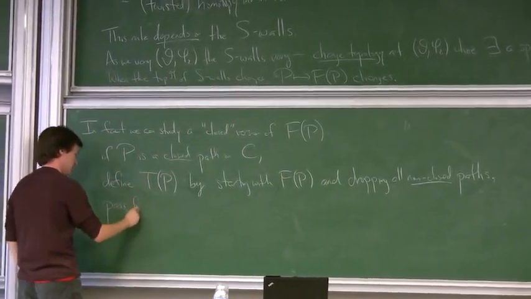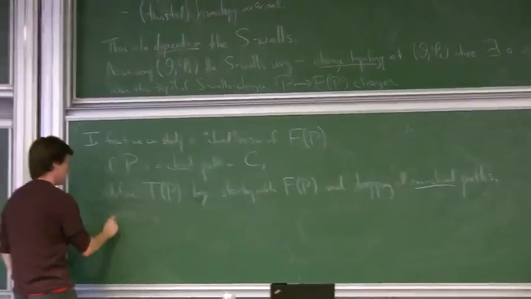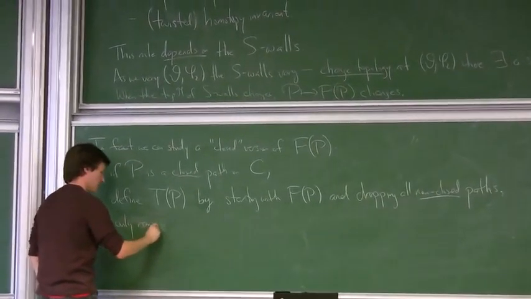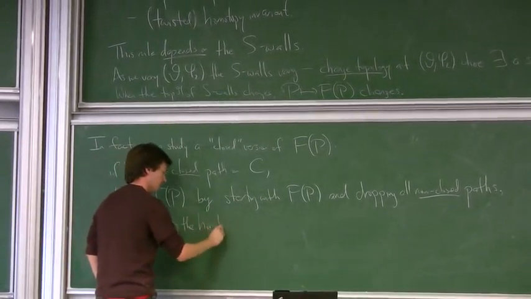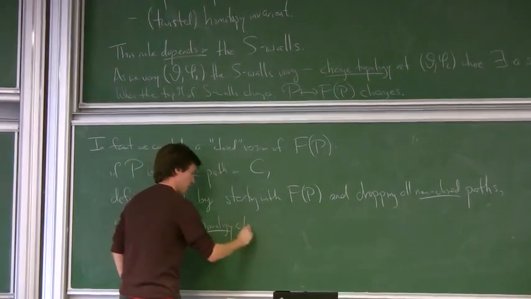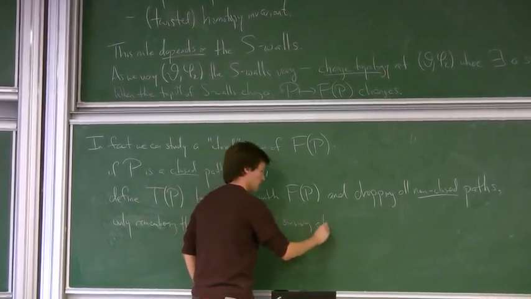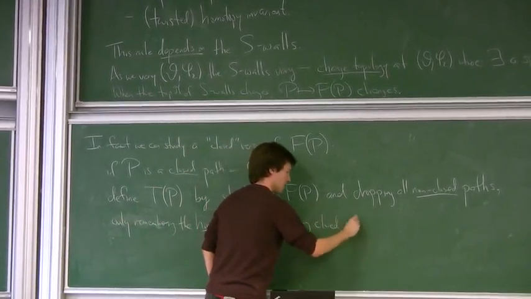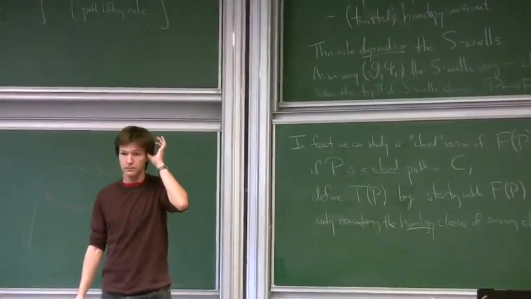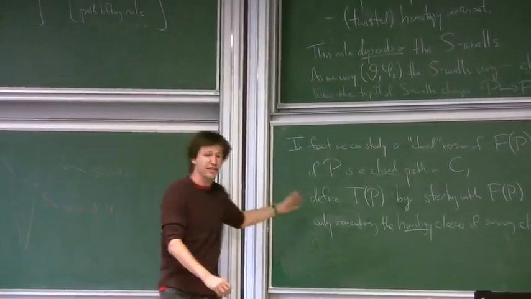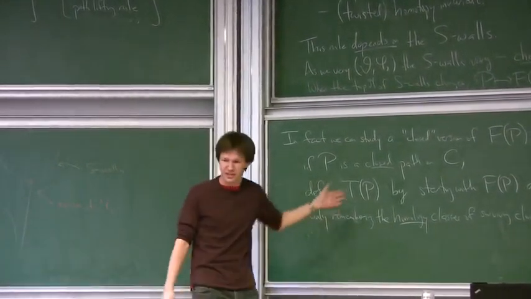And then I pass to homology. So then we only remember the homology classes of the surviving closed paths. And the fact that you drop the non-closed paths, doesn't it spoil the compatibility with composition? Well, yeah, now I'm not saying anything about compatibility with composition anymore. So the F of P has a great composition property. And now I'm just defining something separate, which I call T of P.